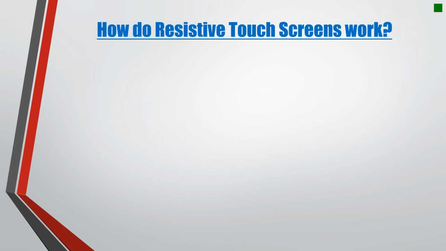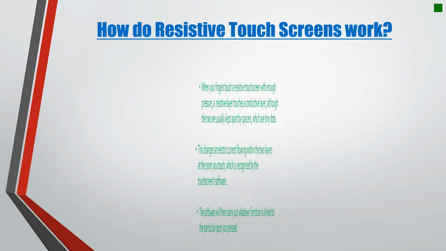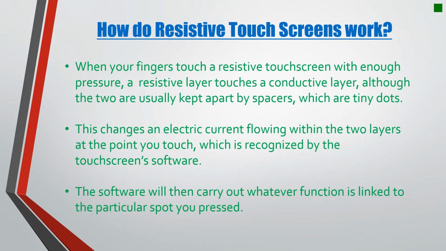Now let's cover the main question of the day. How is it that resistive touchscreens work? What happens when you touch a resistive touchscreen? Well, whenever you touch a resistive touchscreen with enough pressure, a resistive layer will touch a conductive layer, as mentioned before. Even though these two layers are usually kept apart by teeny tiny dots that we like to call spacers.